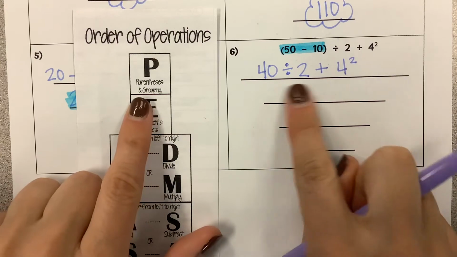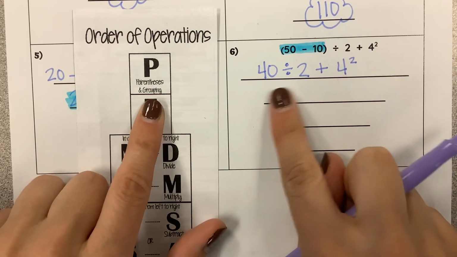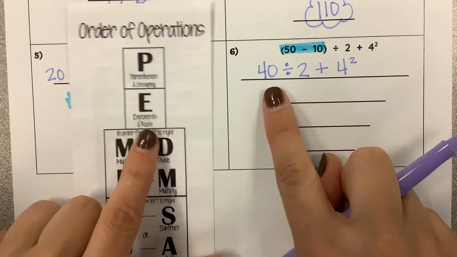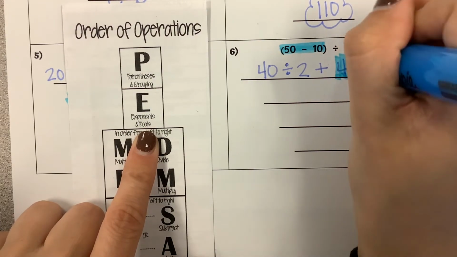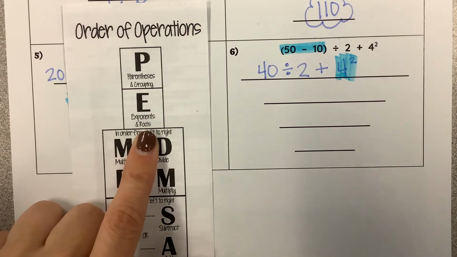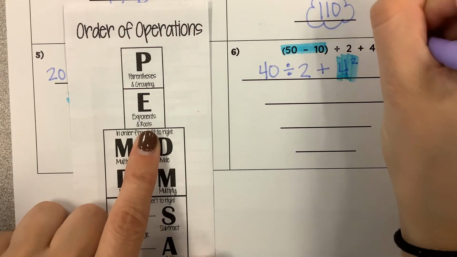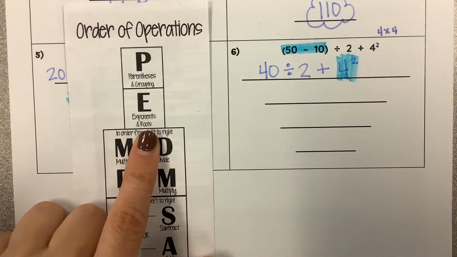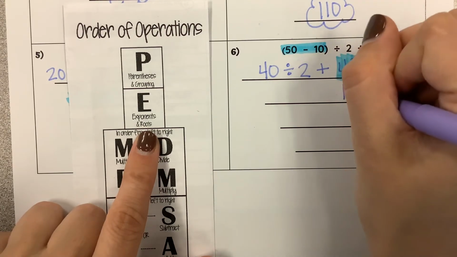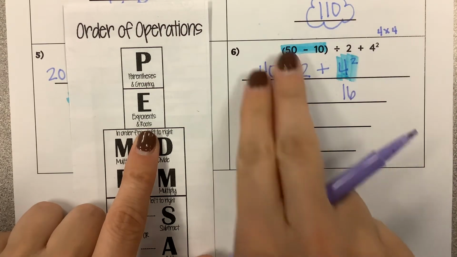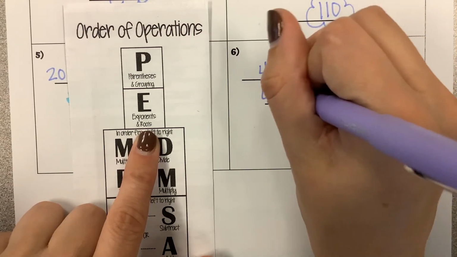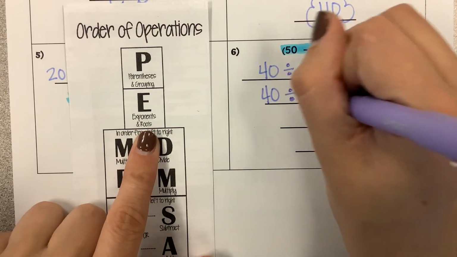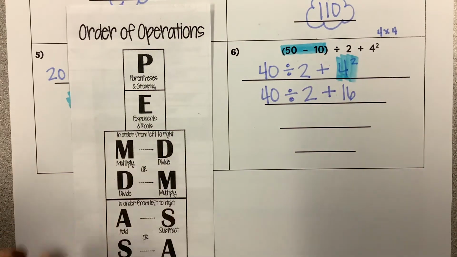Okay, going through our checklist, are there any more parentheses? No. Are there exponents? Yeah, we have exponents right here. And as a reminder, 4 to the second power is not 4 times 2, it's 4 times 4, which is 16. So I'm writing that and I'm bringing everything else down. Bringing down my 40, bringing down the division, bringing down the 2, bringing down the plus.